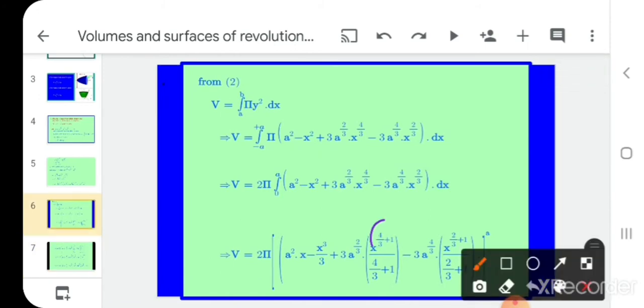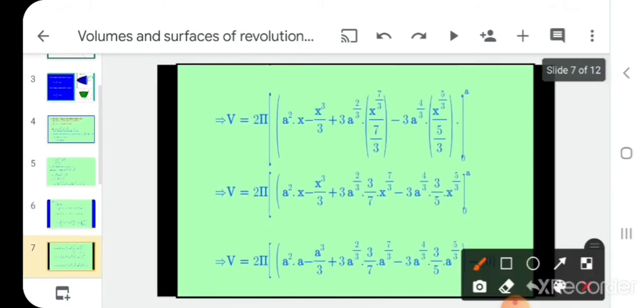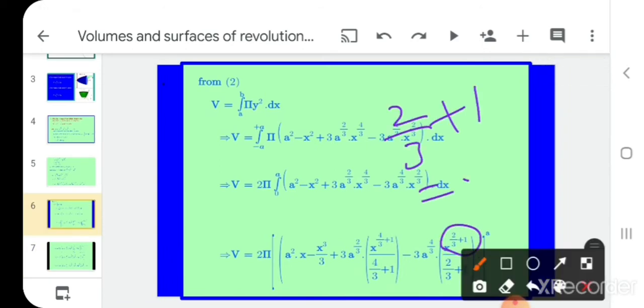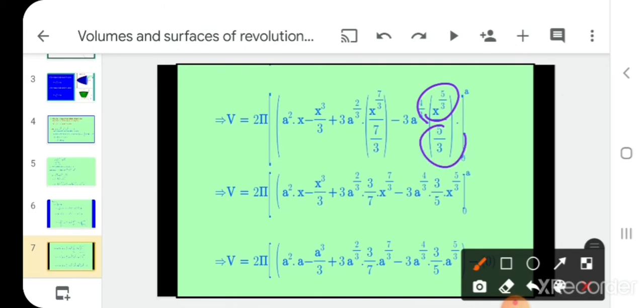What is x power 4 by 3 plus 1? The value 4 by 3 plus 1, 3 is the LCM. 4 plus 3 is 7, so 7 by 3. So I write x power 7 by 3 by 7 by 3. Similarly, what is the value of x power 2 by 3 plus 1? LCM is 3, 2 plus 3 means 5 by 3. So I write x power 5 by 3 by 5 by 3. Is it clear?